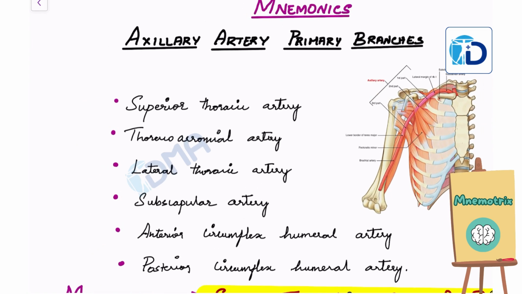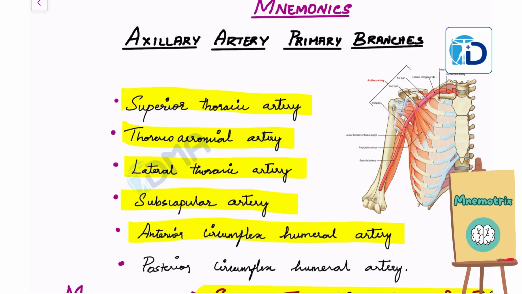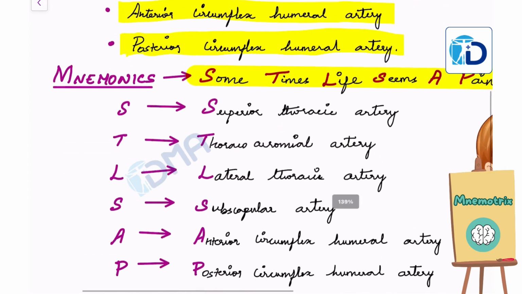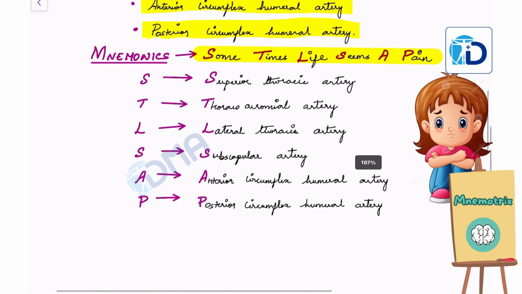They are the superior thoracic artery, the thoracoacromial artery, lateral thoracic artery, subscapular artery, anterior circumflex humeral artery, and posterior circumflex humeral artery. So these are all the primary branches of our axillary artery, and here is an easy mnemonic way to remember those primary branches.